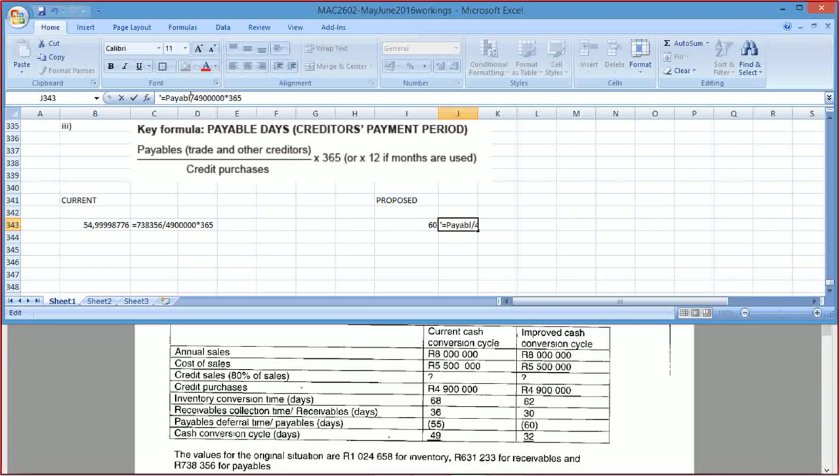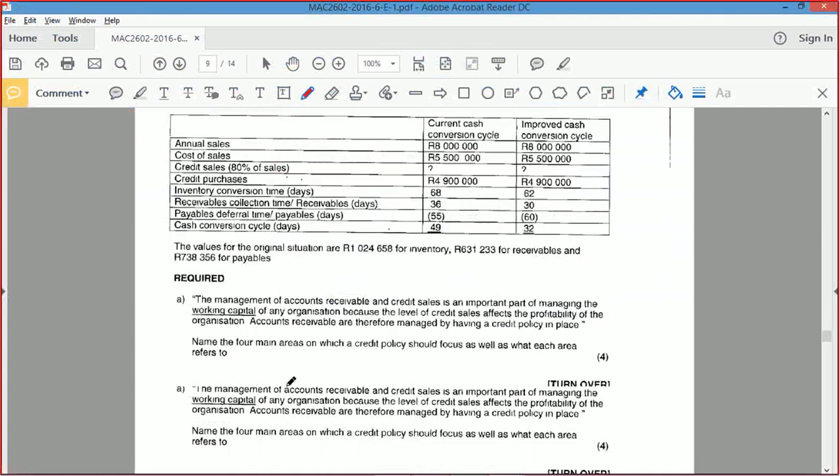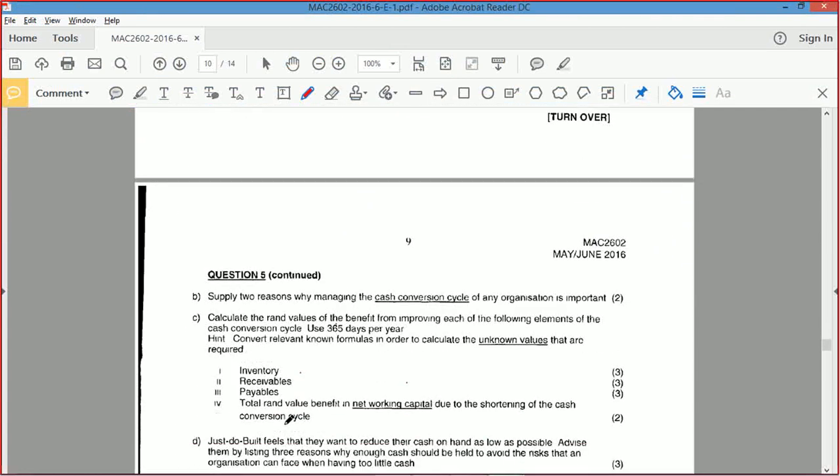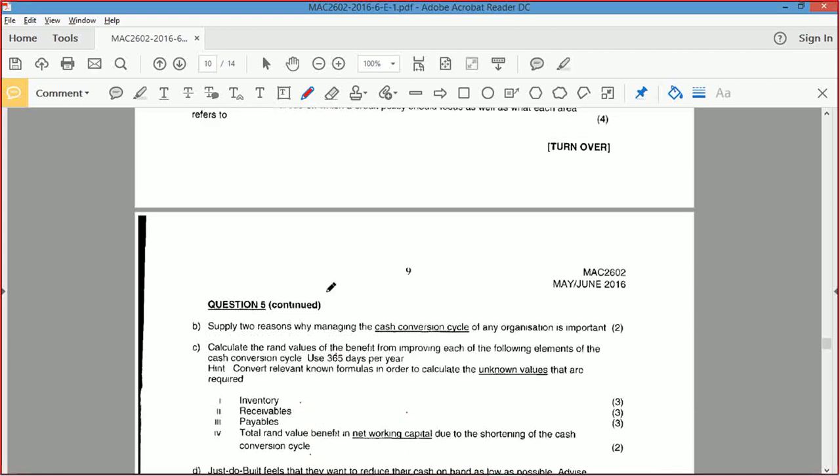So I'm looking for payables. Payables equal 4900000 times 60 divided by 365 gives you that. There's your payables. Okay, now I've done that. What else did they ask you to calculate? Total rand value benefit in net working capital due to the shortening of the cash conversion cycle. Okay, so net working capital.